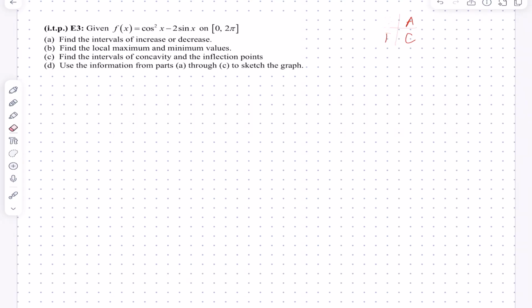Let's find the intervals of increasing and decreasing for this particular function. The function is probably some form of a sinusoidal function. We're going to apply the chain rule here: the derivative of the outside function evaluated at the inside function times the derivative of the inside function. And then we need the derivative of -2 times sine of x, which is simply -2 times cosine of x.